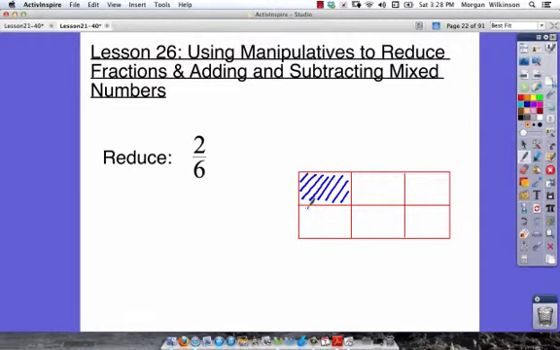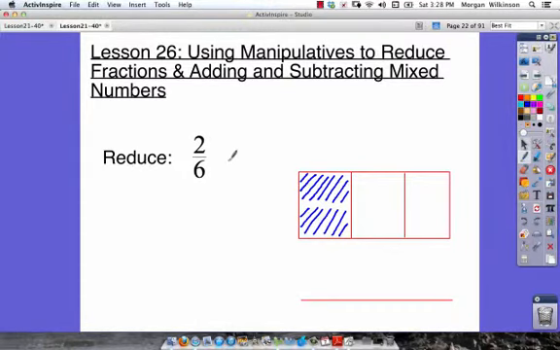There's one of our boxes. Now let's get the second of our boxes. If we want to reduce 2/6, that means we want to get it into its lowest terms. Let's look at what would happen if we take this line and pull it out of here. You can see we now have 3 boxes. If we look at how many are filled in, 1 out of the 3 boxes are now filled in.